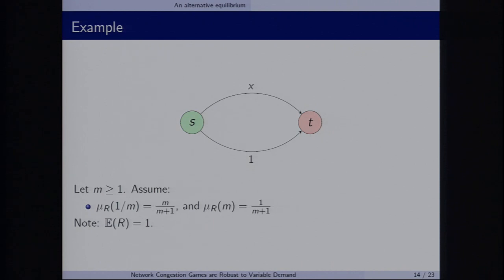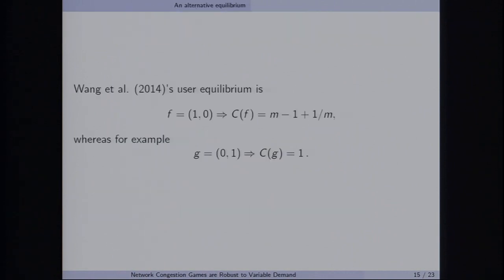So now, because the average is 1, in the equilibrium, everyone is willing to go up. Remember what did players do in this user equilibrium of Wang? They minimize expected costs based on this random variable here. So in the equilibrium, everyone goes up. You can calculate the corresponding costs, which are linear in m. But you can easily find some other flows. For example, everyone goes down. That has a constant cost. So if m increases, this price of anarchy will go to infinity.